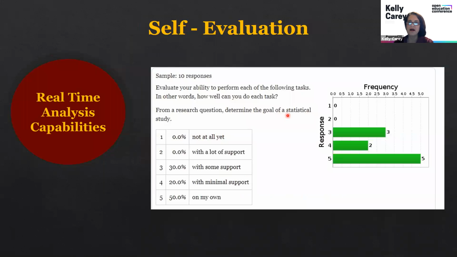Also, at the end of each module, there is some self-evaluation that goes on, so I can also see this. For example, from the research question, determine the goal of a statistical study. This is one of the objectives.